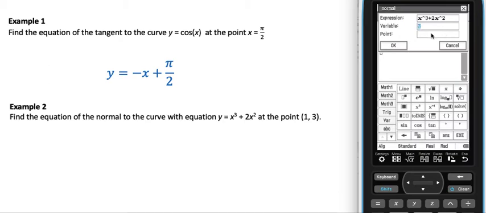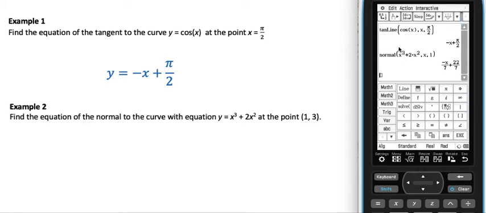The variable's still x. The point, again, remember we only need to put in the x coordinate. So we know that the point is 1, 3. The x coordinate's 1, so that's the thing we put in here. We hit OK, and the calculator spits out the equation for us, remembering we just need to put down the y equals. Okay, so yet again, a much more efficient way of doing things if you are allowed to use your calculator as opposed to having to do all that step by step by hand.